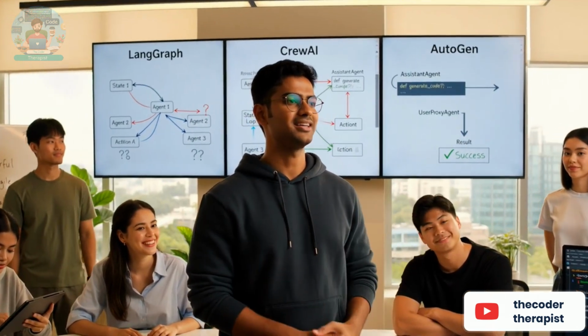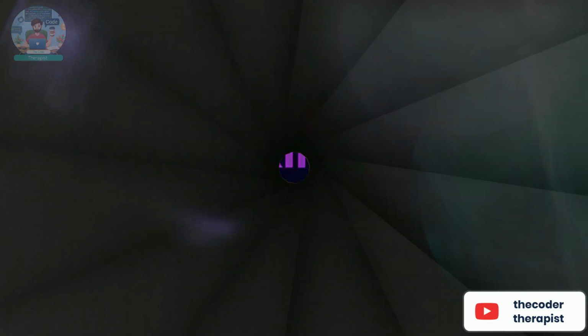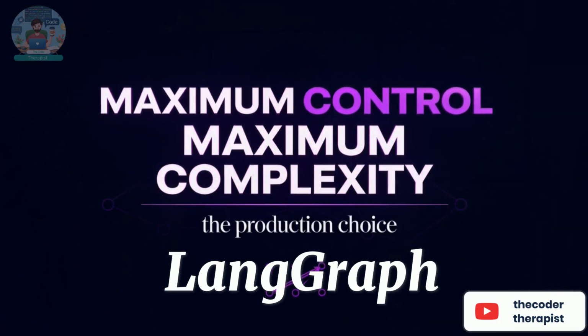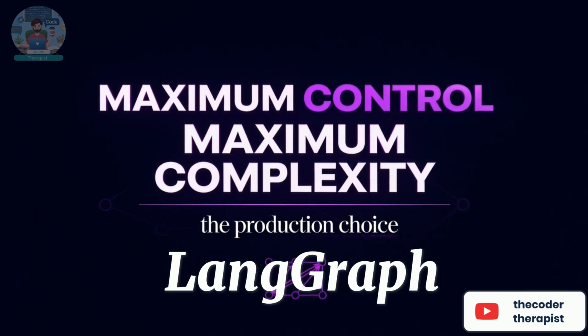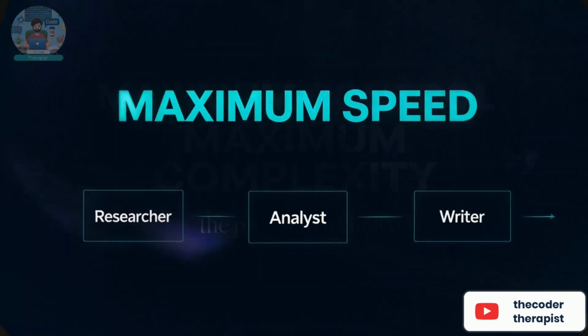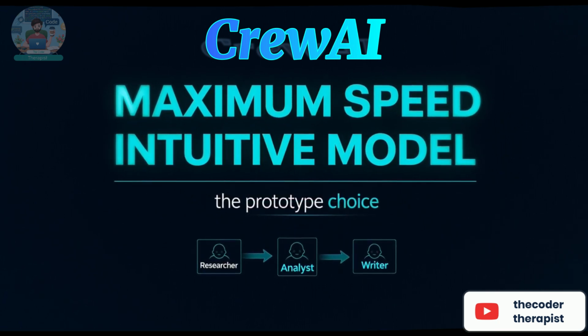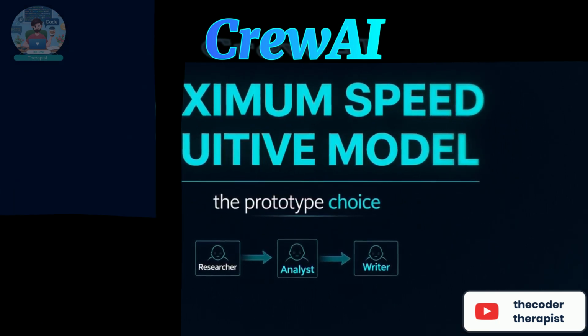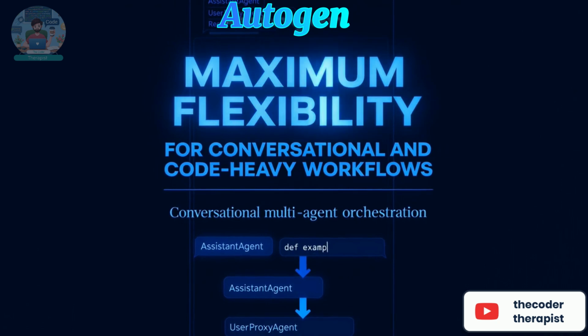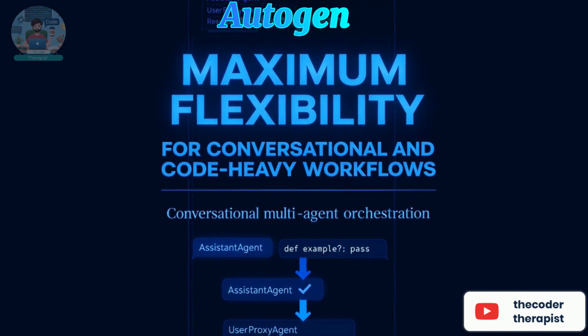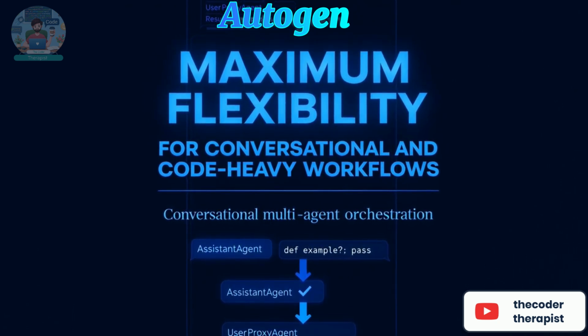Here is the honest summary in 3 lines. LangGraph, maximum control, maximum complexity. The production choice. CrewAI, maximum speed, intuitive model. The prototype choice. AutoGen, maximum flexibility for conversational and code-heavy workflows.